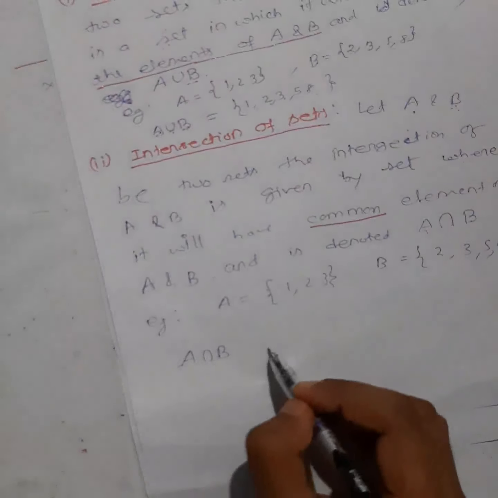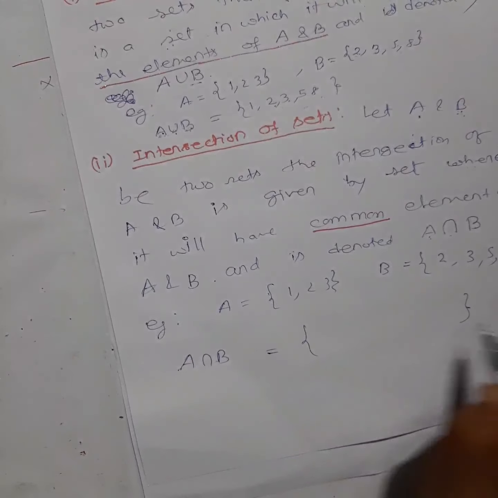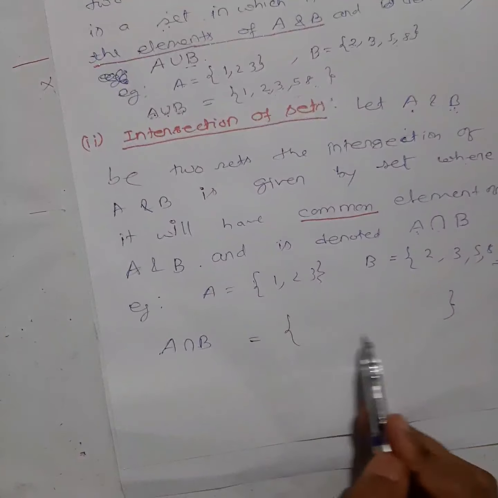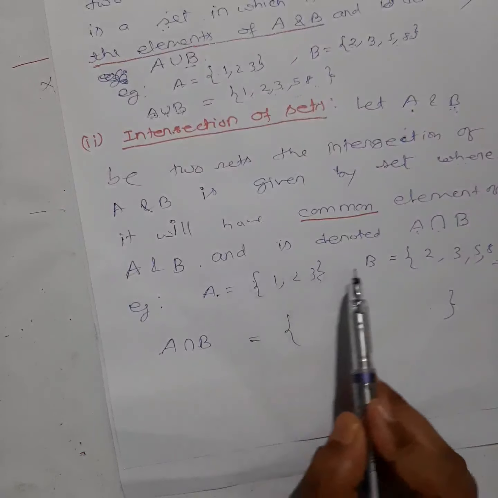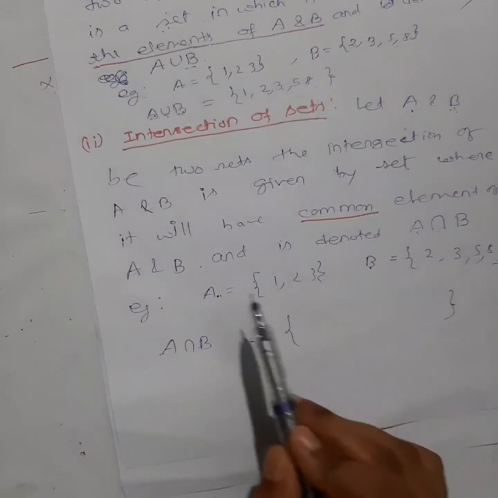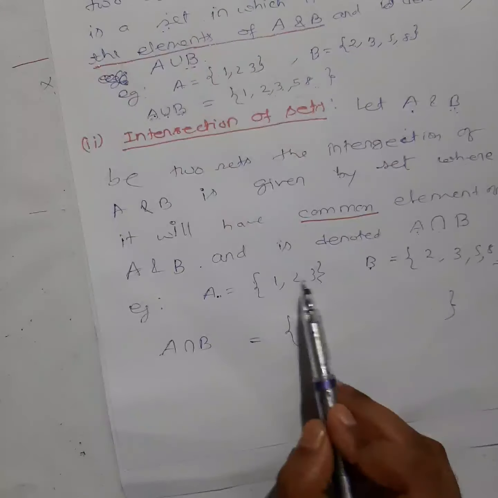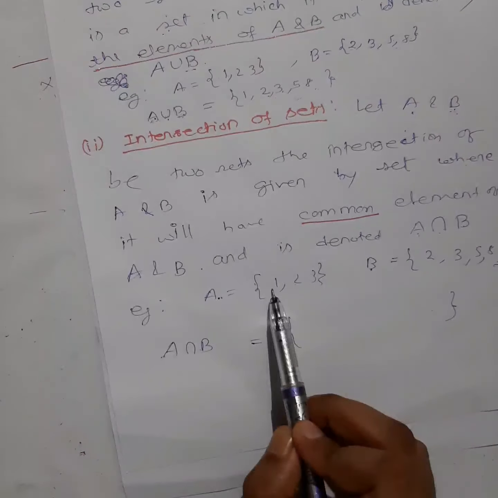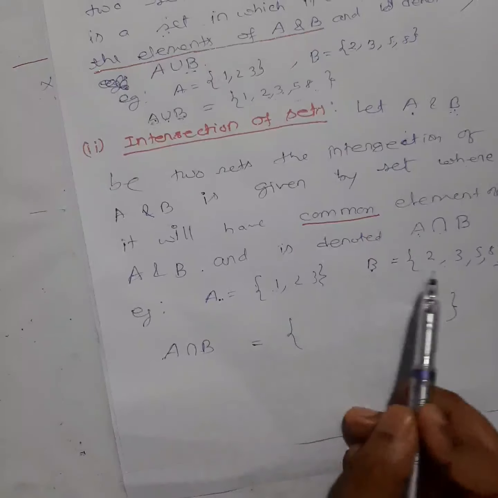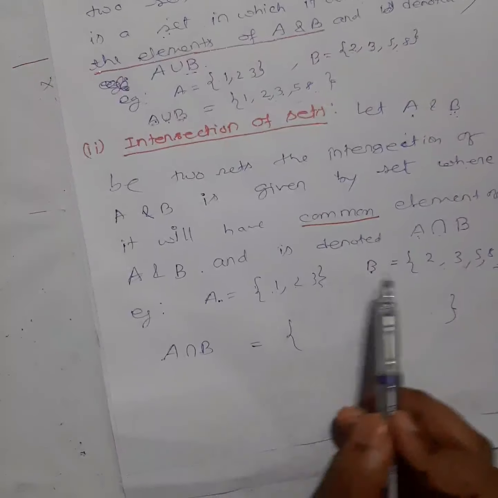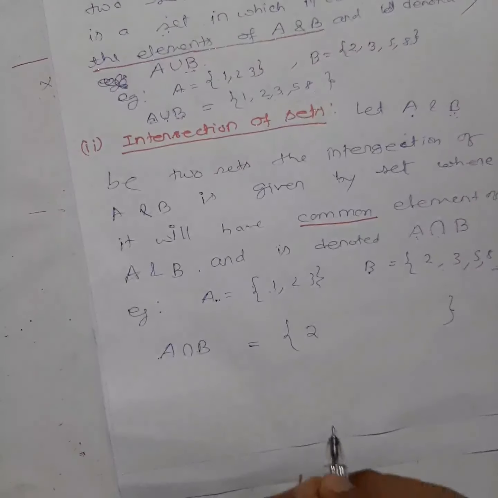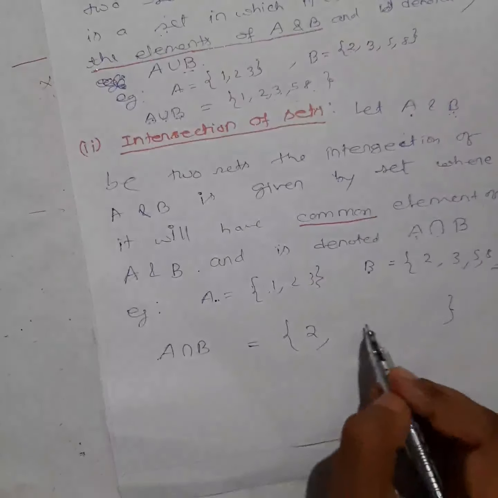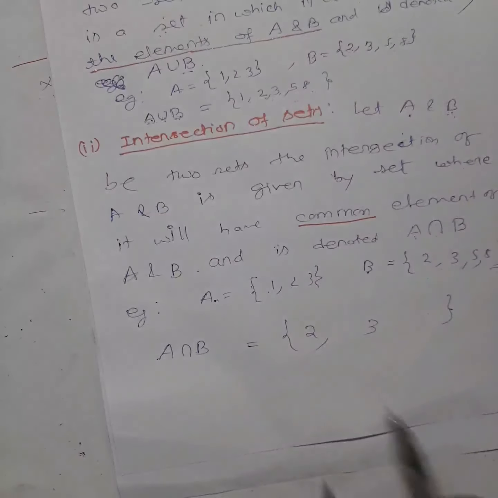Now A intersection B will be a set in which the elements will be the common elements of A and B. Common means, you know, right? Which will be there in A also and in B also. Which are common between these two? 1, is it common? Obviously no, 1 you have in A but not in B. So 1 is not common, 2 is common, so 2 will be here. 3 is common, 3 will be here. Anything common? No, so only 2 elements will be there in this intersection.